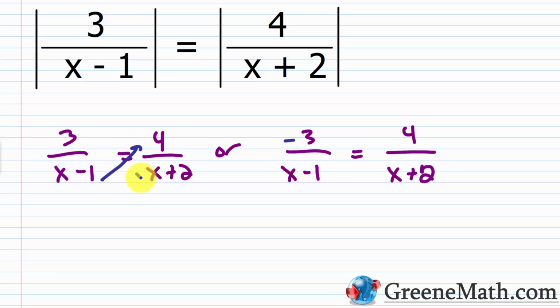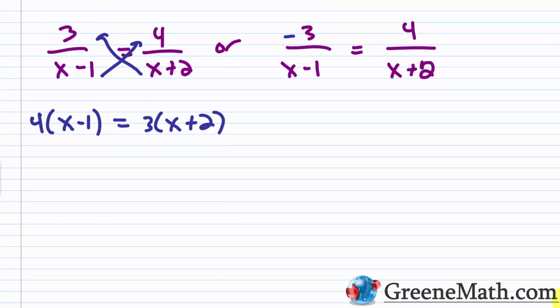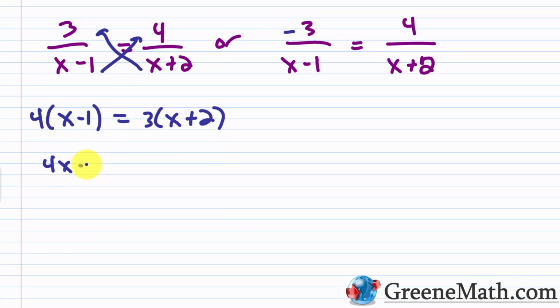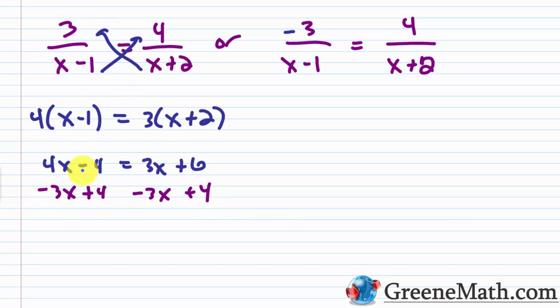I'm going to cross multiply. So you'd have 4 times the quantity x minus 1 is equal to 3 times the quantity x plus 2. Let's kind of scroll down and solve this. So you'd have 4x minus 4 is equal to 3x plus 6. So now let me subtract 3x away from each side of the equation. Let me add 4 to both sides of the equation. And this guy is going to cancel. This guy is going to cancel. 4x minus 3x is x. 6 plus 4 is 10. So one solution is that x is equal to 10.